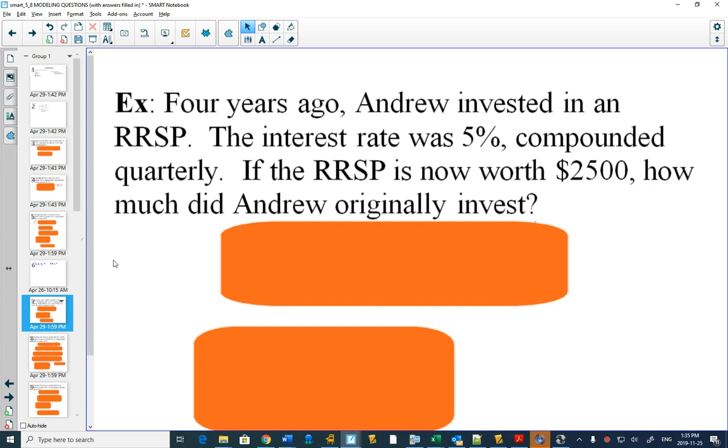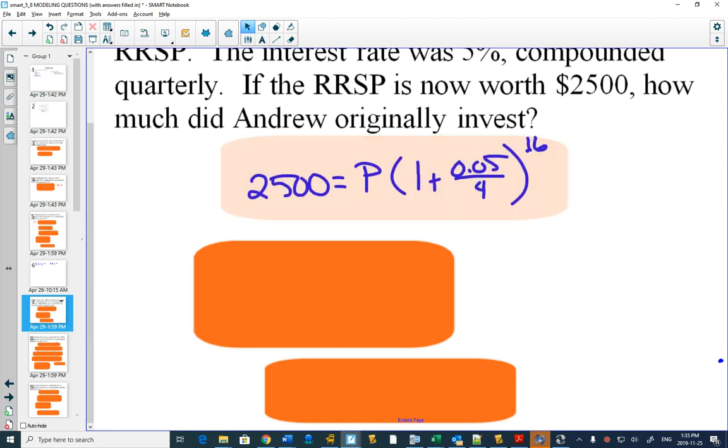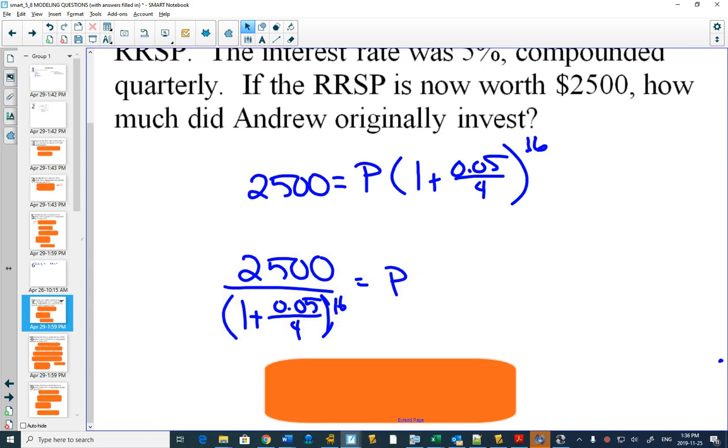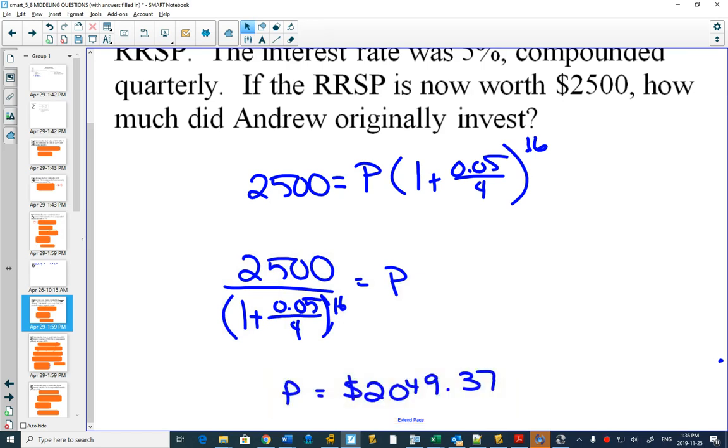Here's the first one. So, the setup. We're solving for p. Is p in an exponent? No. No need to use logarithms. If I wanted to get p by itself, I could divide by this, type that all into my calculator all at once, and it would be $2,049.37.